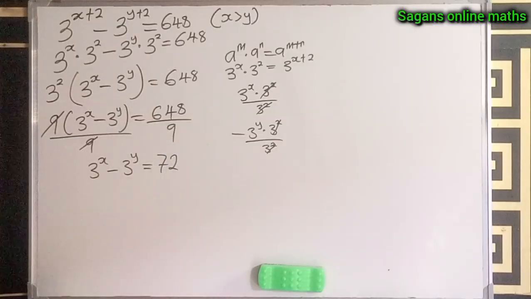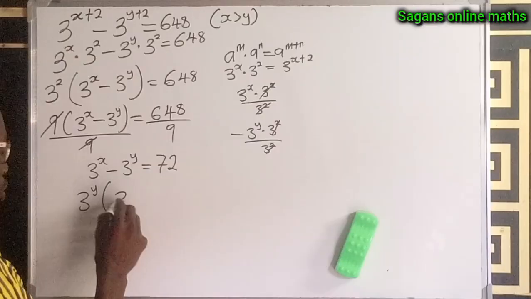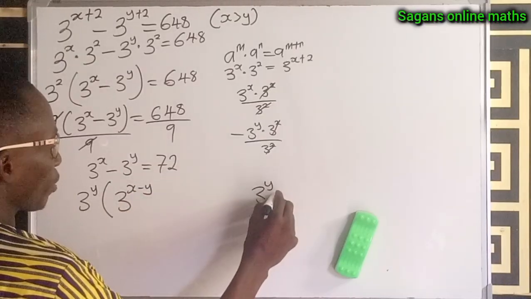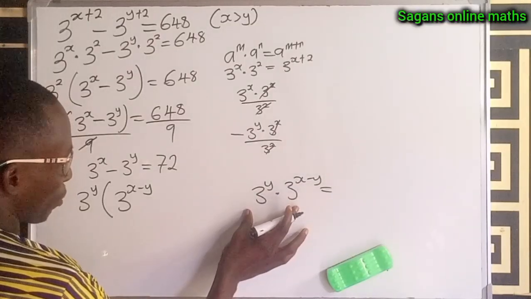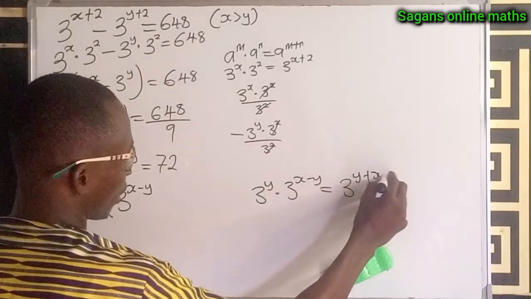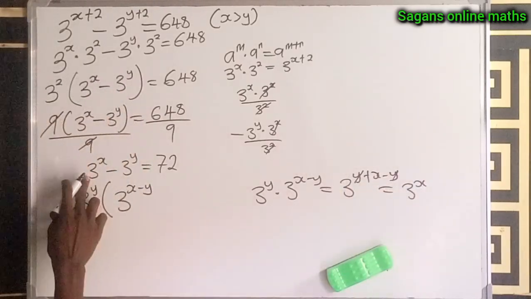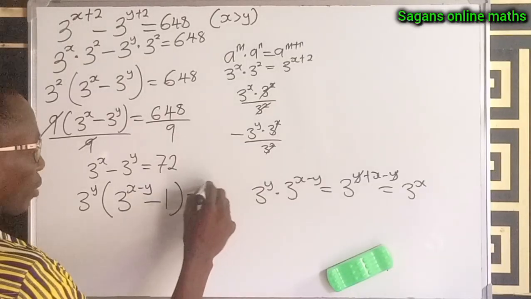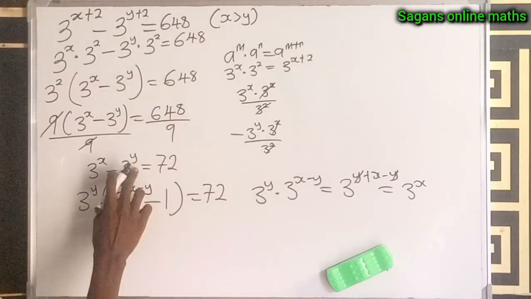Wow. Okay, now look at what, it's amazing. I can bring out that 3^y into 3^(x-y). Because I know that 3^y multiplied by 3^(x-y) is equal to, by obeying the properties of indices, 3^(y+x-y). And this cancels out this, I'm left with 3^x, which is the same as this, right? Then if I divide this by this, I'm going to have minus 1, everything is equal to 72. Because this time this will give us this.